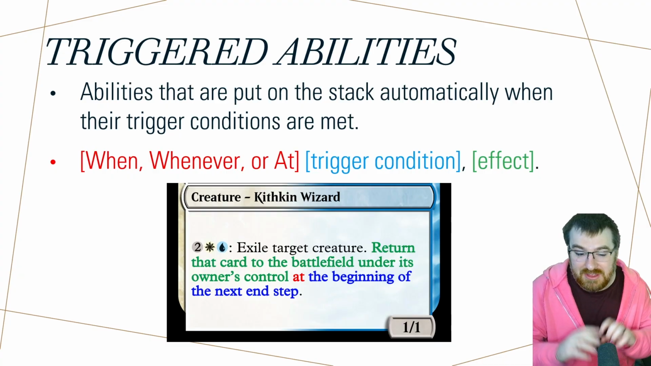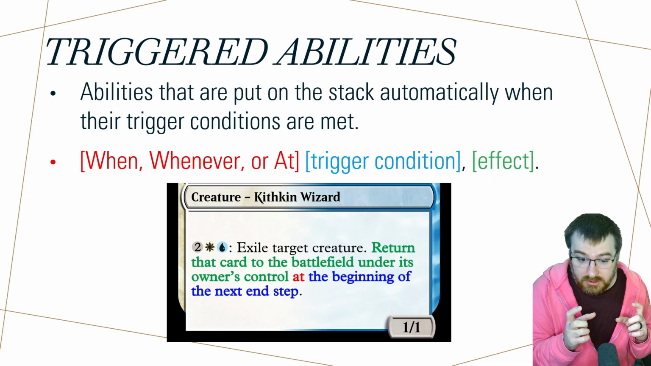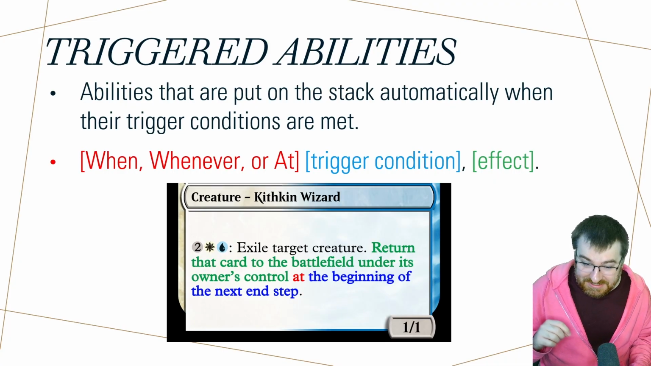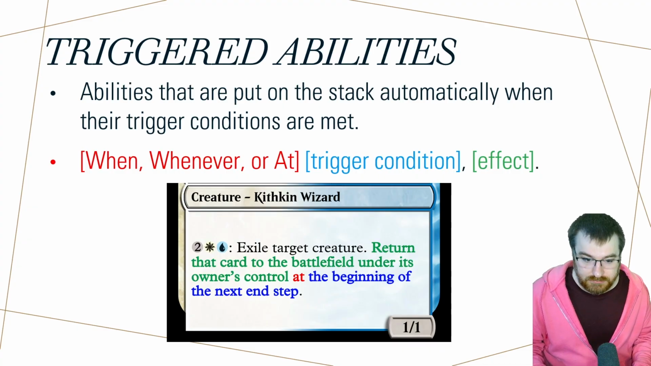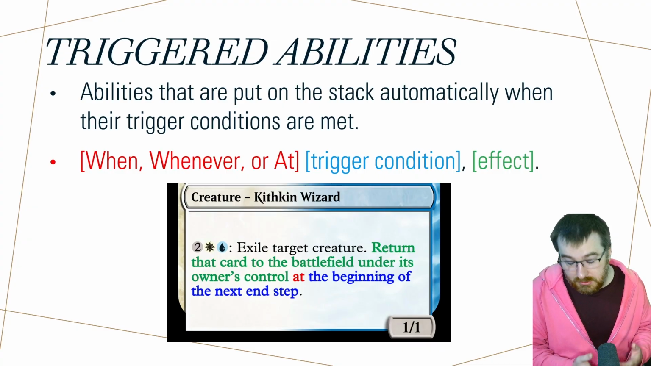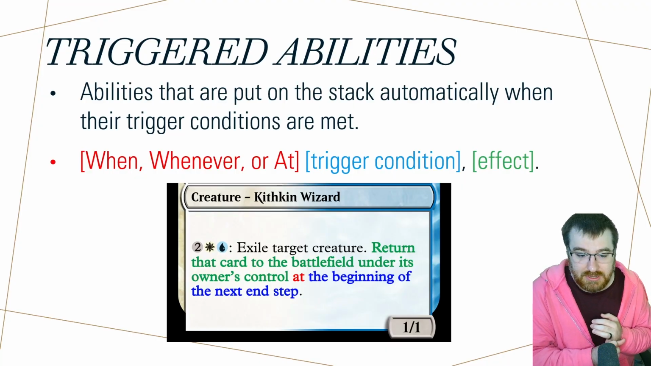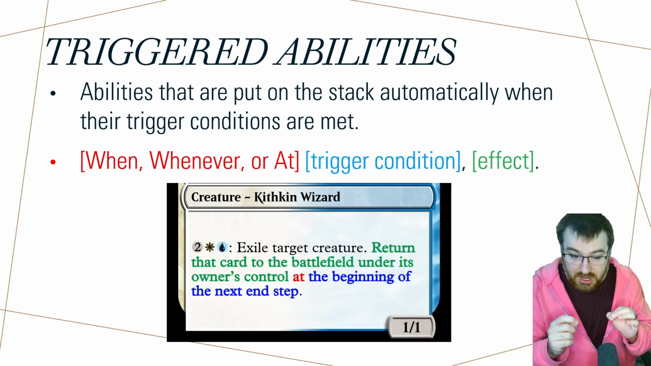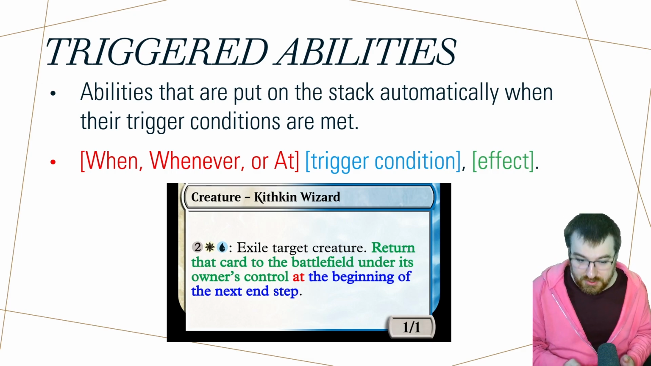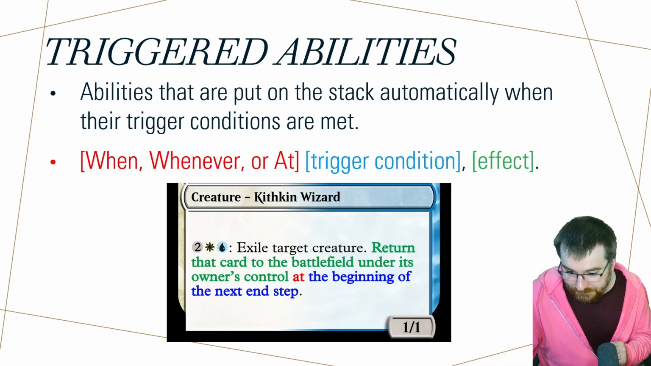But you can still see the makings of a triggered ability in this sentence, right? We have at, in the middle, a trigger condition, the beginning of the next end step, and an effect, return that card to the battlefield under its owner's control. So when you activate the whole ability, you'll exile target creature, and then at the beginning of the next end step, there will be a triggered ability that goes on the stack. And when that triggered ability resolves, you'll return the creature that you exiled to the battlefield under its owner's control. All right, so I hope that makes sense.